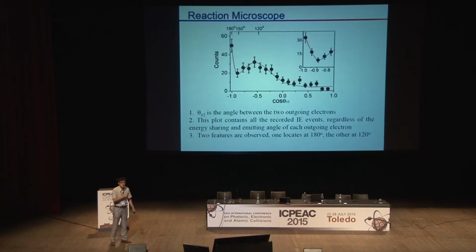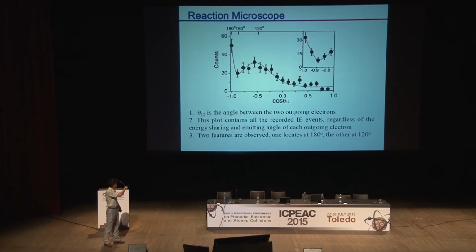Then we plot the cross-section as a function of the cosine theta. Theta here is the angle between the two emitted electrons. This plot contains all the recorded ionization and excitation events, regardless of the energy sharing and the emission angle of each outgoing electron. That means they are highly integrated. We found two features: a 180-degree peak.